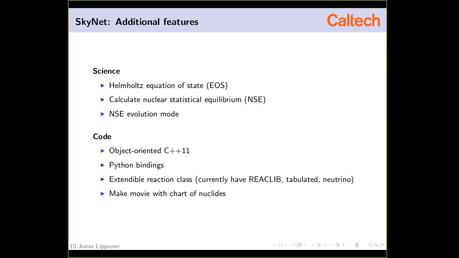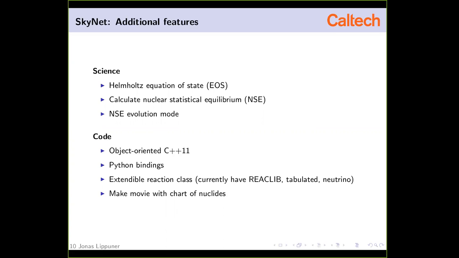Then on the code side, it's written in modern object-oriented C++, and we have Python bindings for it, and I'm actually pretty proud of these Python bindings because they make the code really easy to use. You should really think of Skynet more as a library of different tools. With the Python bindings, inside a Python script, you can bring these tools together and assemble them into a nucleosynthesis calculation. That includes reading in the reactions, running the network, or setting options for the network. And then you also get another class that you can use in Python where you can look at all the outputs from the nucleosynthesis calculation.